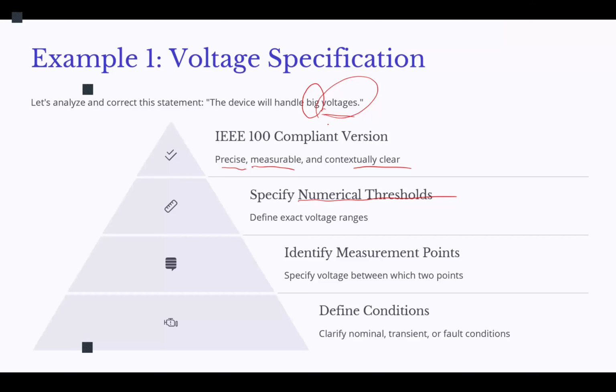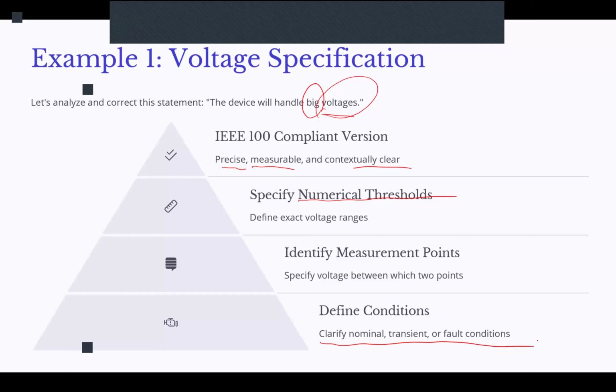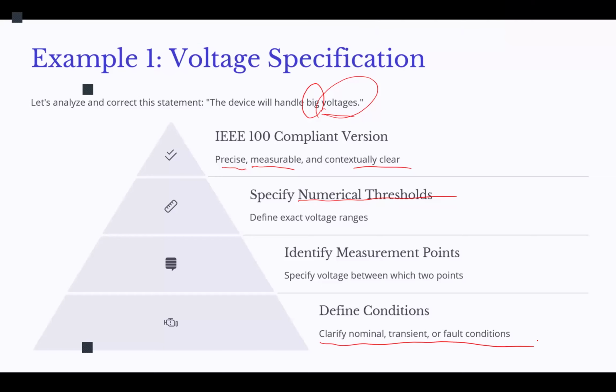And what is the condition? In what state does that device have to handle that voltage? Do you mean it should handle that voltage in nominal or steady state condition? Or it should handle it during the transient condition? Or it should handle it during a fault, when there's a fault occurring and we have overvoltage? In what condition do we define that statement?